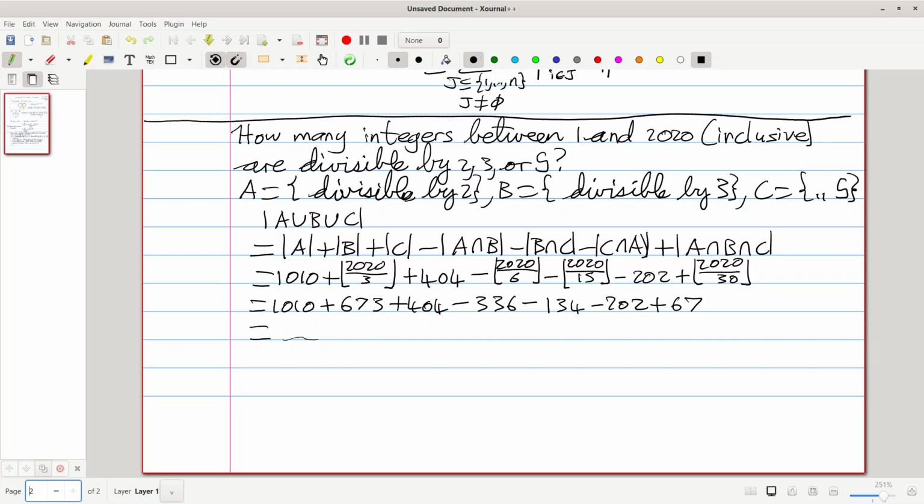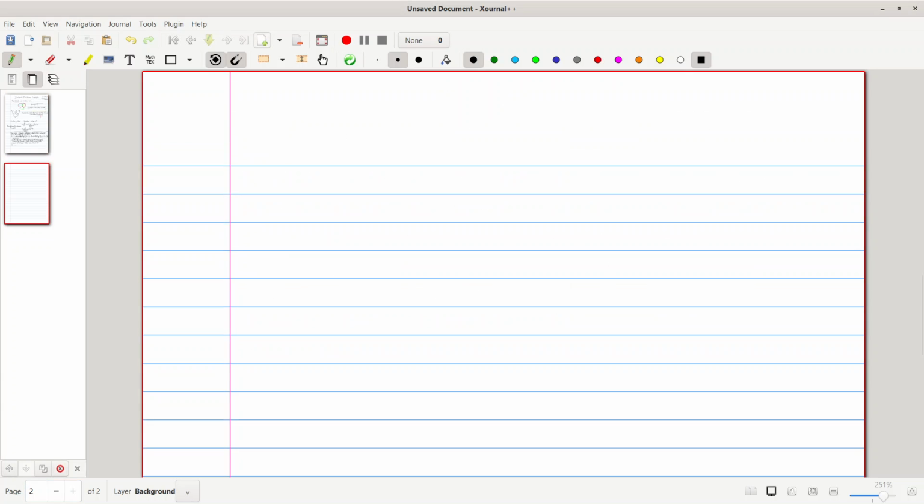Hold on, just figuring out how to add another page here. There we go. That's probably it. There we go.